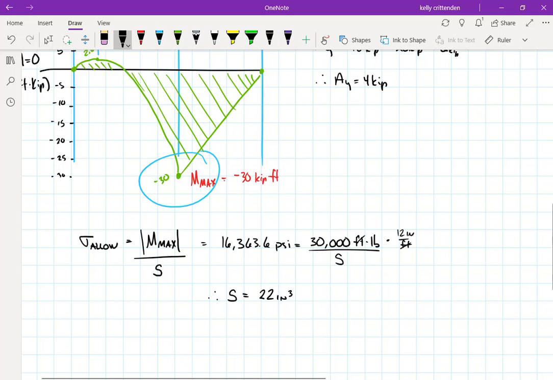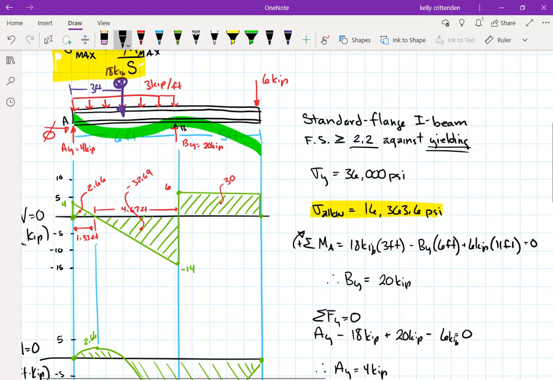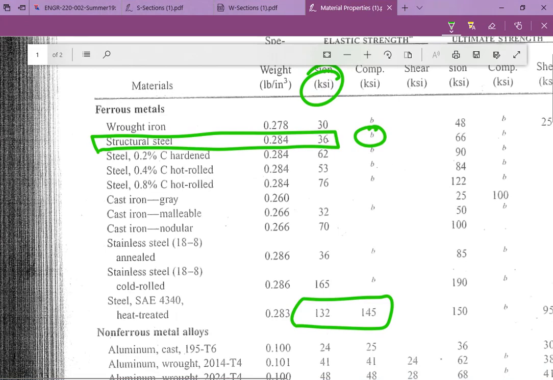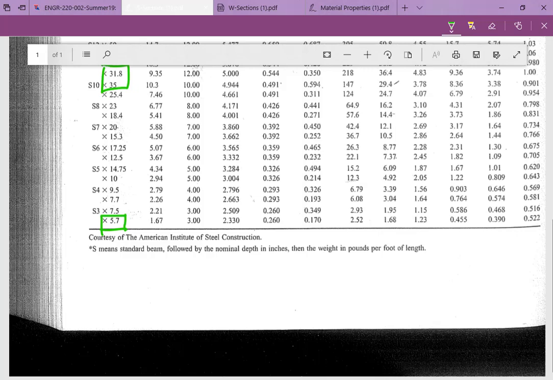All right, so what this means is that the section modulus for our beam actually needs to be greater than or equal to 22 inches cubed. And we know that early on it said we wanted a standard flange I-beam, so that means we have to go to the chart with the S's in there, and we're looking for beams that have section moduluses greater than or equal to 22 inches cubed. So let's look at our S, and let's start at the bottom because we want the cheaper ones, right? We want the ones that are going to hold up but not cost us that much.